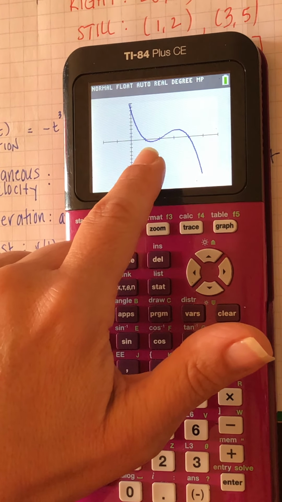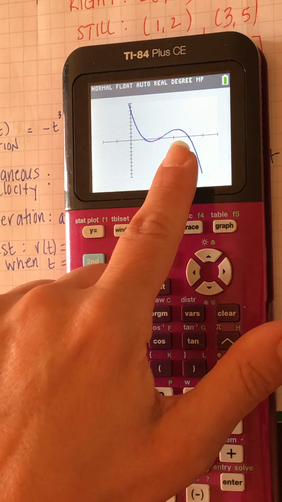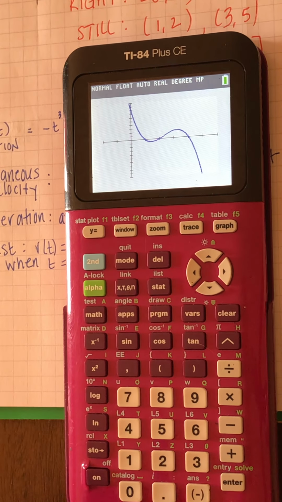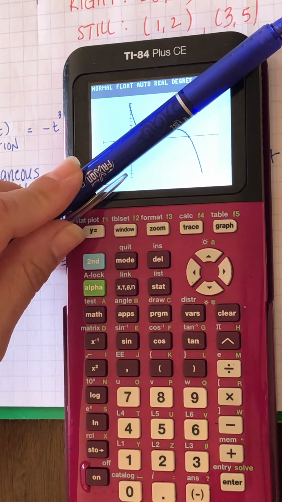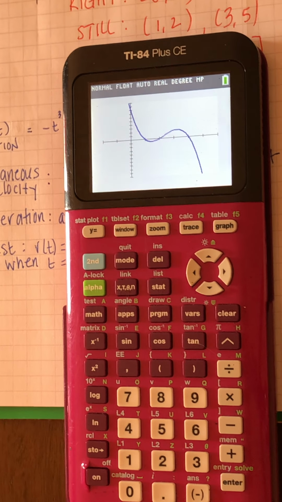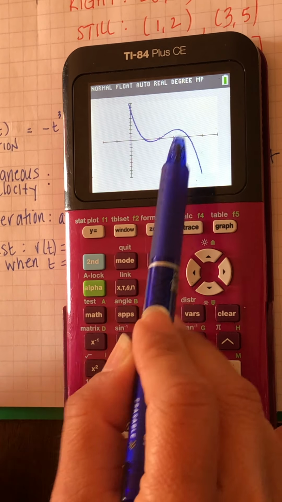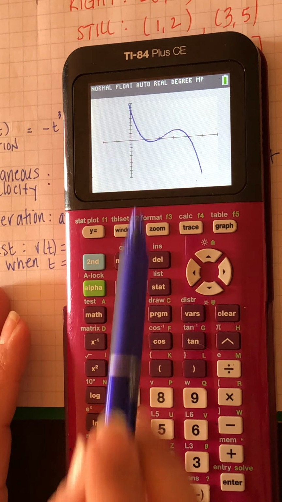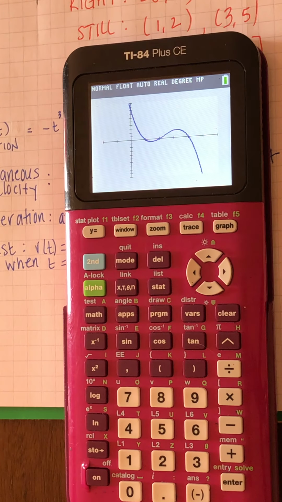And then from when x is 1.41, whatever it was, and 3.2, whatever it was, between those 2 points, the slope of my tangent lines are all positive. Therefore, the particle is moving right. And then from 3.2 all the way down, the tangent slopes are all negative. So therefore, the particle is moving left.